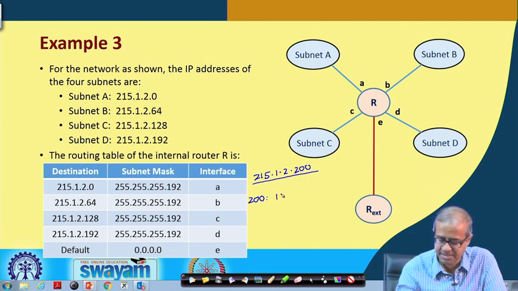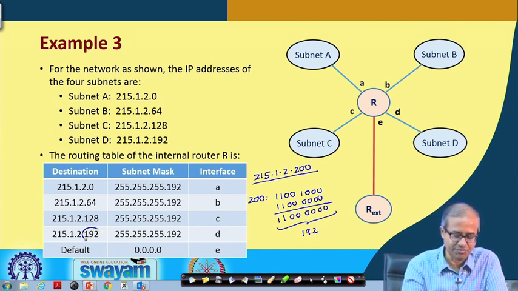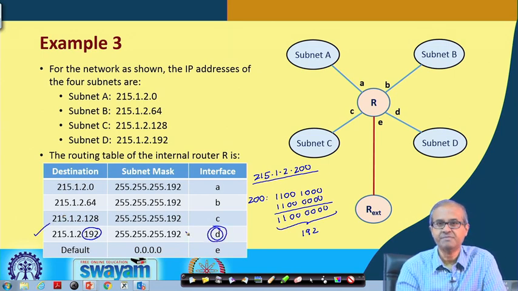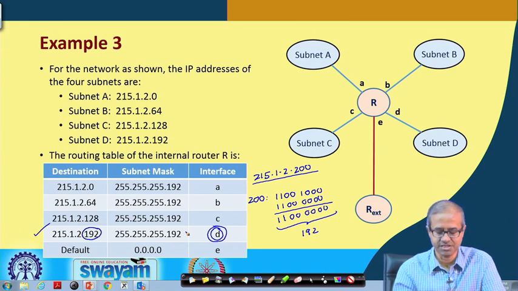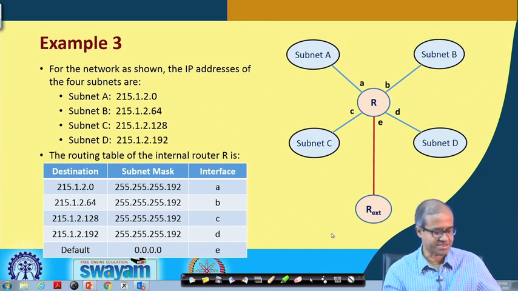200 in binary is 1100 1000, and 192 is this. So, if you do AND, it will be 1100 0000, and 1100 0000 in decimal is 192. So, there will be a match with the fourth row, and the packet will get forwarded to D, right. So, this is how the packet forwarding is happening for this example. Let us look at a fourth example.